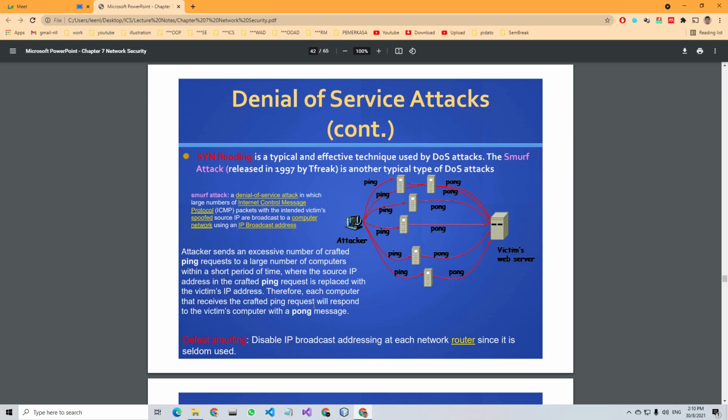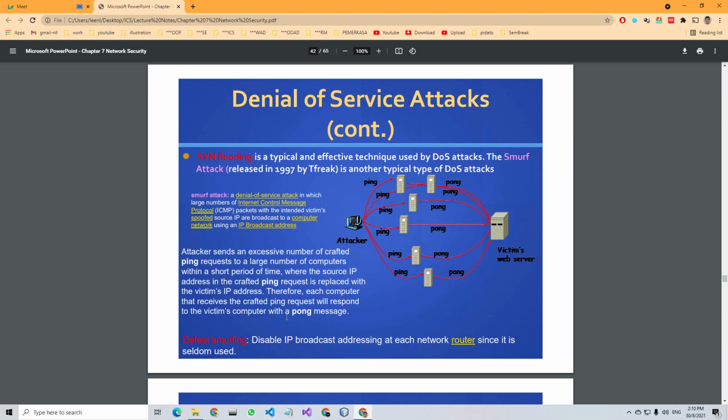So denial of service, we understand that they are trying to avoid users accessing a server or services. Let's say, for example, an online shopping platform. If they want to prevent customers from logging into the page, then they might perform denial of service.